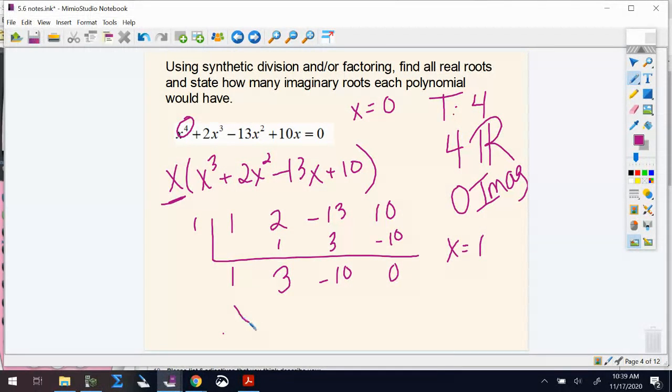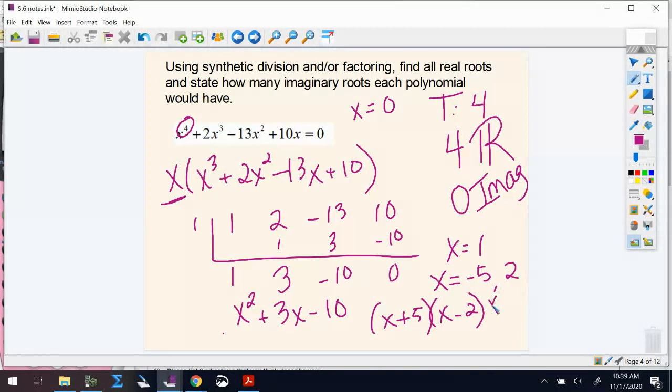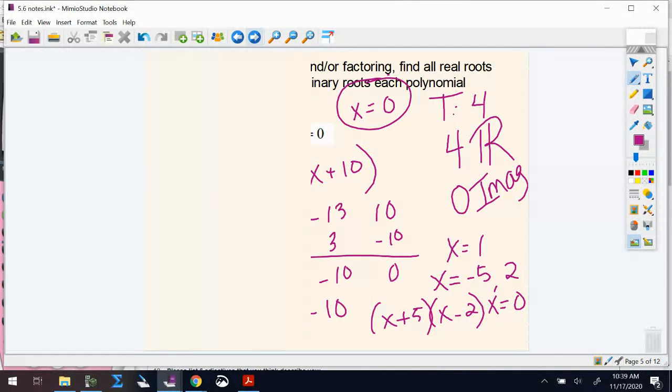So when I write down what I have left, I have 1x squared plus 3x minus 10. This factors x plus 5, x minus 2. It's a basic FOIL factor. So I get my other solutions to be -5, which I saw on the graph, and +2. So all of my solutions, I said there were 4 of them, I've got them all. 0 I got at the beginning, 1 I got from synthetic, and -5 and 2 I got from doing factoring. Or I could have done more synthetic.